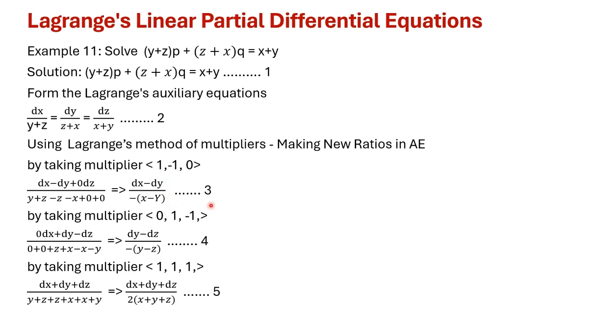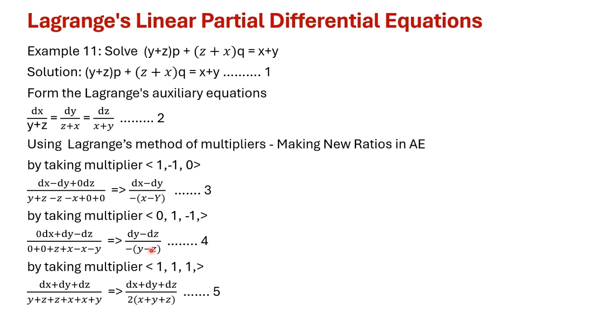Now let's make another fraction. Let's take 0, 1 and minus 1 as multipliers. So 0 into this will be 0, plus 1 into dy is dy, minus 1 into dz is minus dz, divided by 0 into this term which is 0, 1 into this term which is z plus x, and minus 1 into this term which is minus x minus y. Here x and x get cancelled, we get z plus y. We'll take the minus out, so we get y minus z. We'll call this fraction number 4.